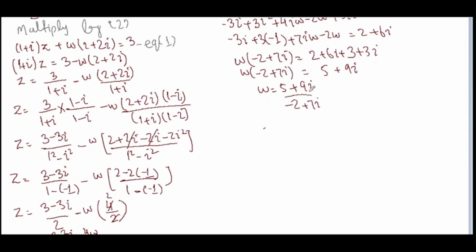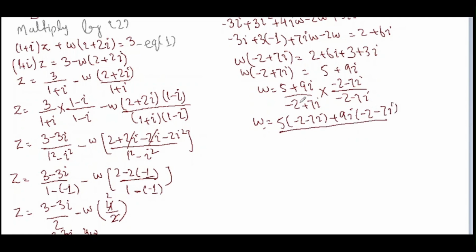Now we are going to rationalize it. Rationalization means multiplication and division by the conjugate of the complex number in the denominator, which is minus 2 minus 7 iota. So we get w equals 5 into (-2 - 7i) plus 9 iota into (-2 - 7i) whole divided by these terms, which make a plus b into a minus b, where a is minus 2 and b is 7 iota. So a square minus b square.